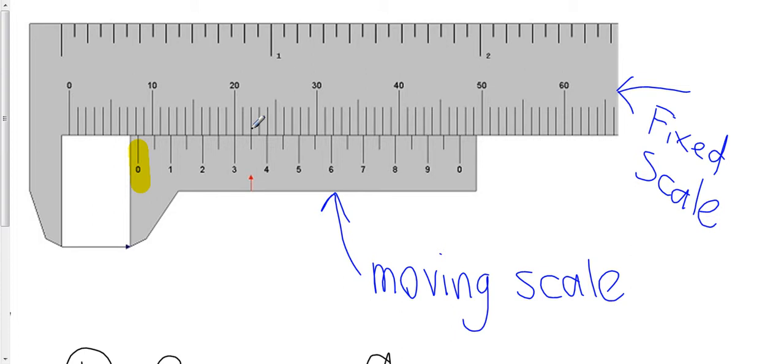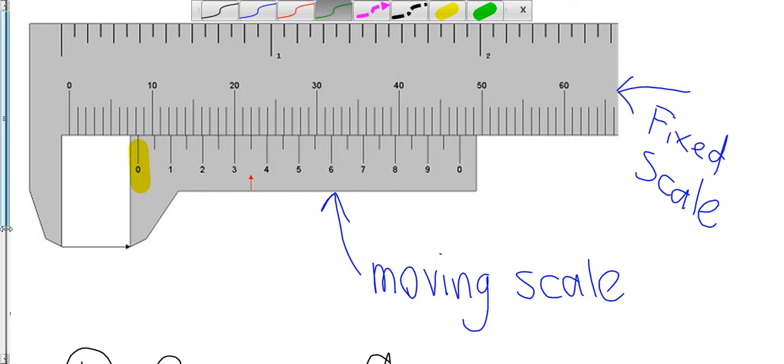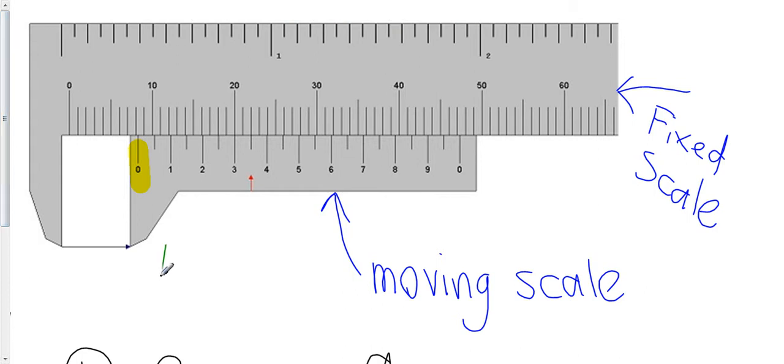So what does that tell us? Well, we need to know what each of these little ticks on the moving scale is worth. As the caliper moves, these ticks farther along will start to line up. How many ticks do we have here? 1, 2, 3, 4, 5, 6, 7, 8, 9, 10, 11, 12, 13, 14, 15, 16, 17, 18, 19, 20. It's going to take us 20 ticks to get to the next millimeter. So a millimeter here is divided into 20 parts.